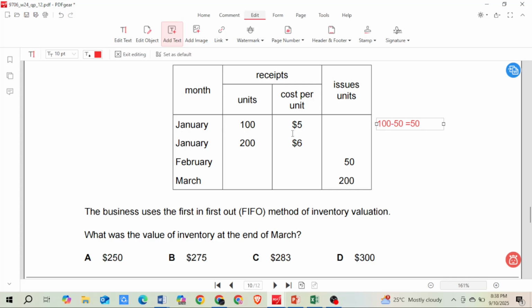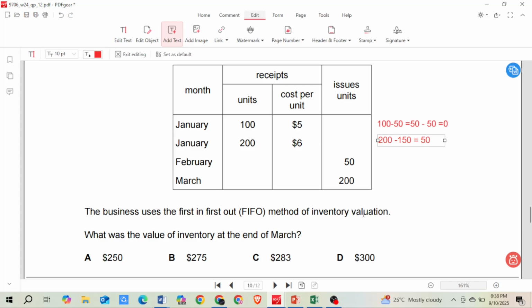Now in the month of March, I need 200 units. So I also have 50 units from the first lot. So first I'll use up this one. Now I'm left with 0 out here, so I don't have any inventory. Then I'll move into the second lot that I purchased in January. So I needed 200 units, 50 I'll use from the first lot, now the rest I'll use from the second lot. So out of 200, I still need 150. Okay, so I'm left with 50 units.